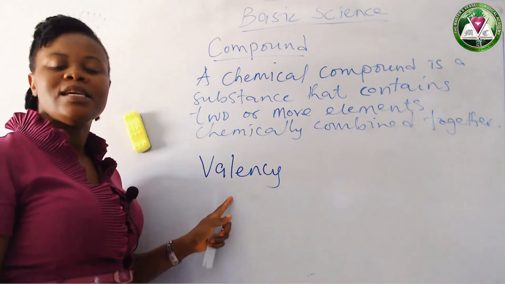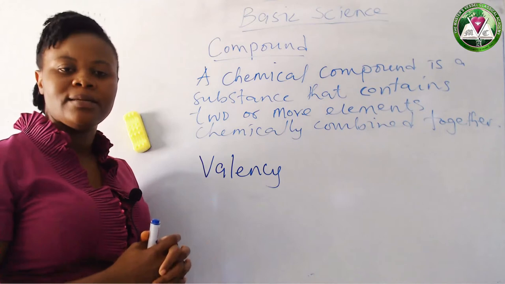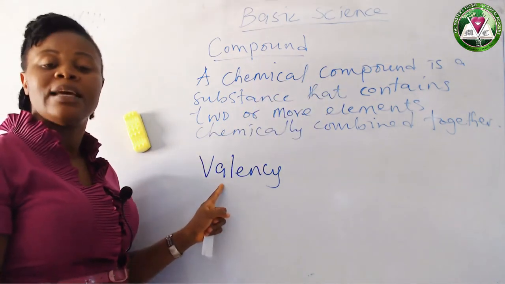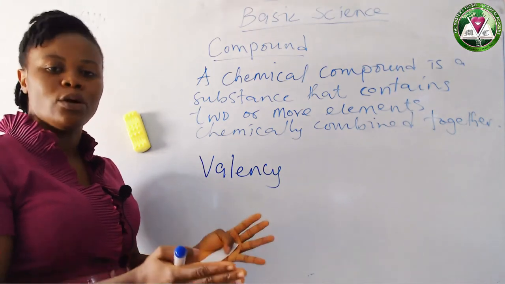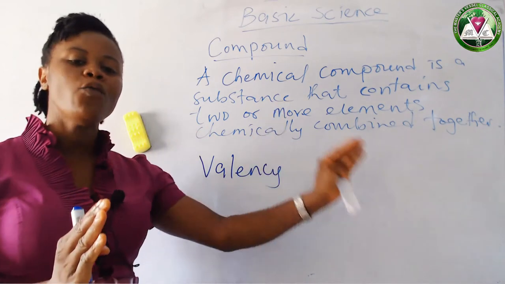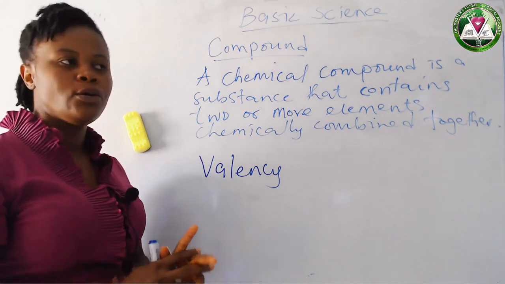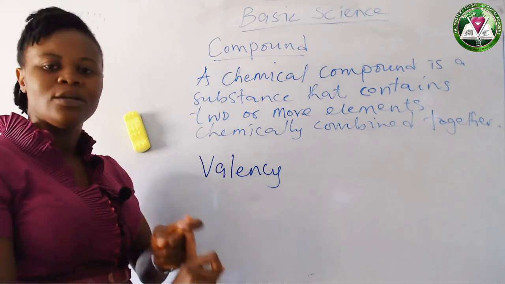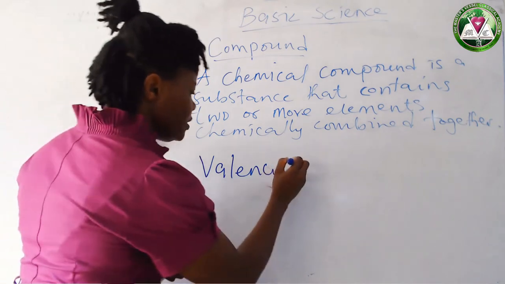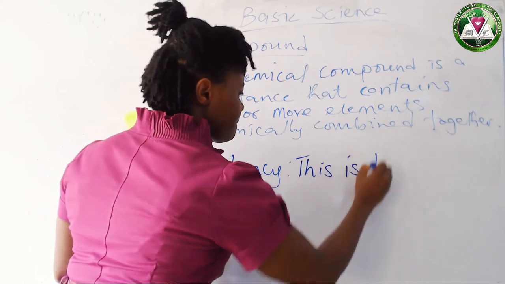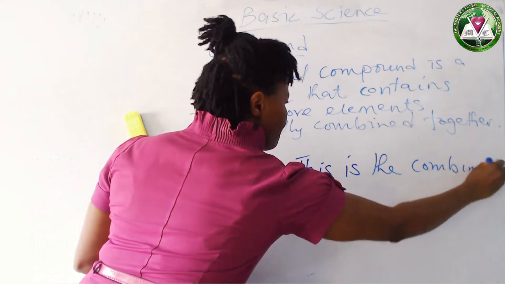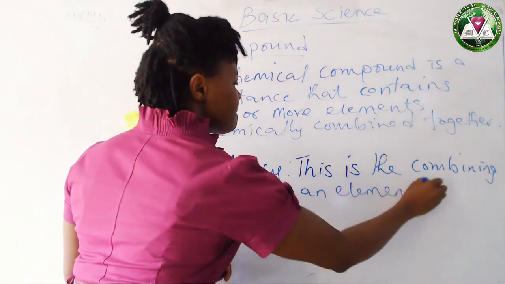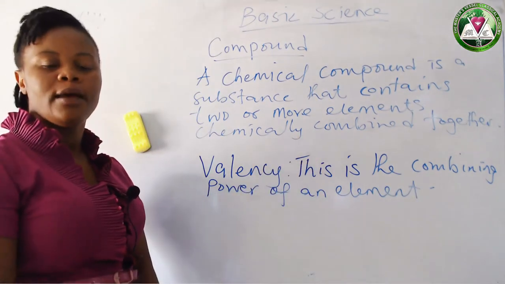And I said that a valency is the combining power of an element. That thing that helps an element to combine together to form a chemical compound is what we refer to as a valency. Valency is that electron that an element has that will enable it to combine with another element to form a chemical compound. So we'll say that a valence electron is that electron that helps an element to combine to form a chemical compound. Okay. Write it on the board. Said a valency is the combining power of an element.